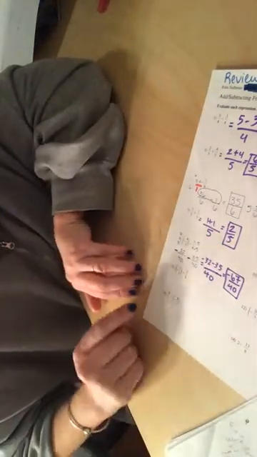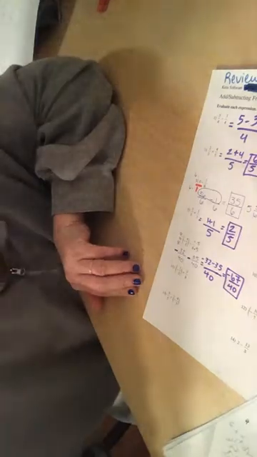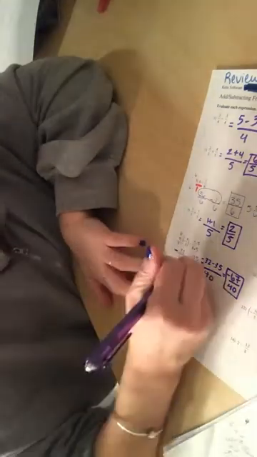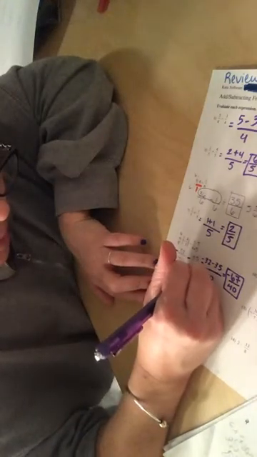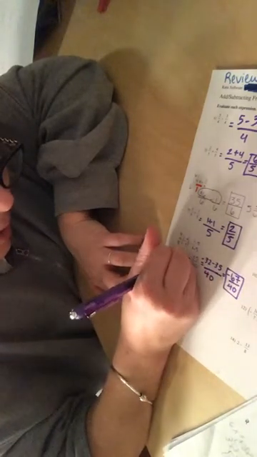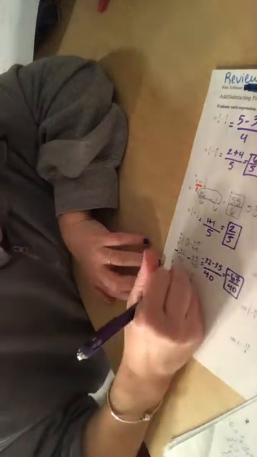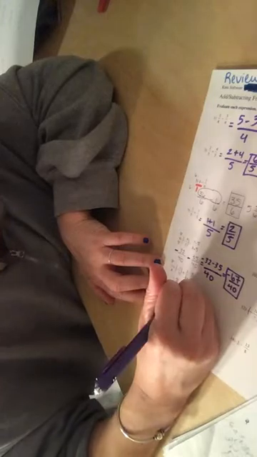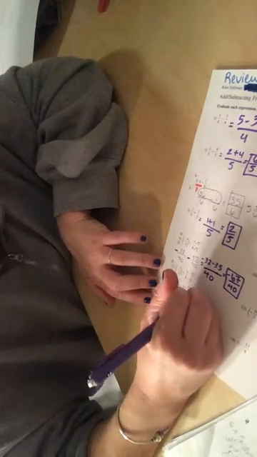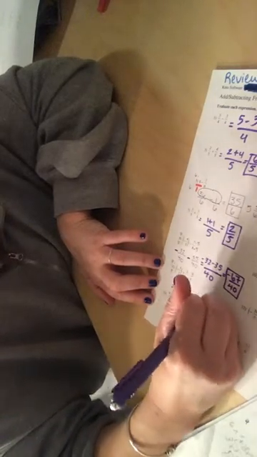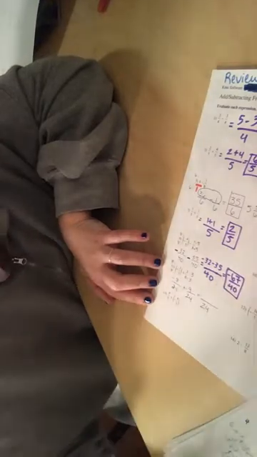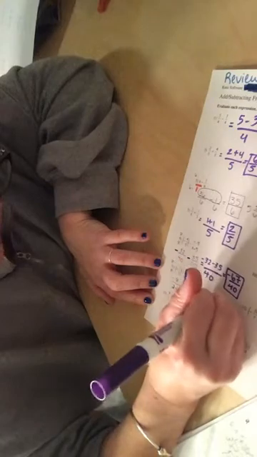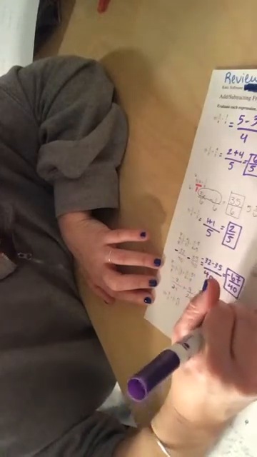Okay, let's try the next one. So negative a third plus 3/8. Denominators aren't the same, so we have to multiply the right side by 3 on top and bottom, and the left side by 8 on top and bottom. So we have negative 8 over 24 plus 9 over 24. So the denominator is 24, and the numerator is negative 8 plus 9, which is positive 1 over 24.